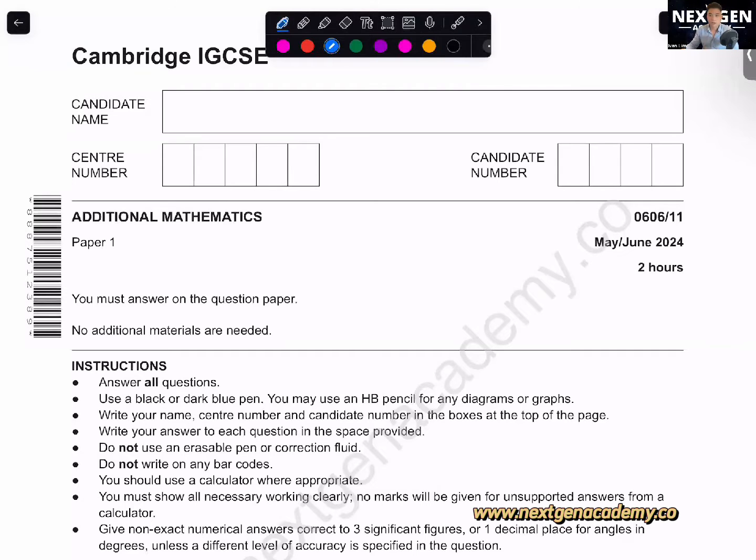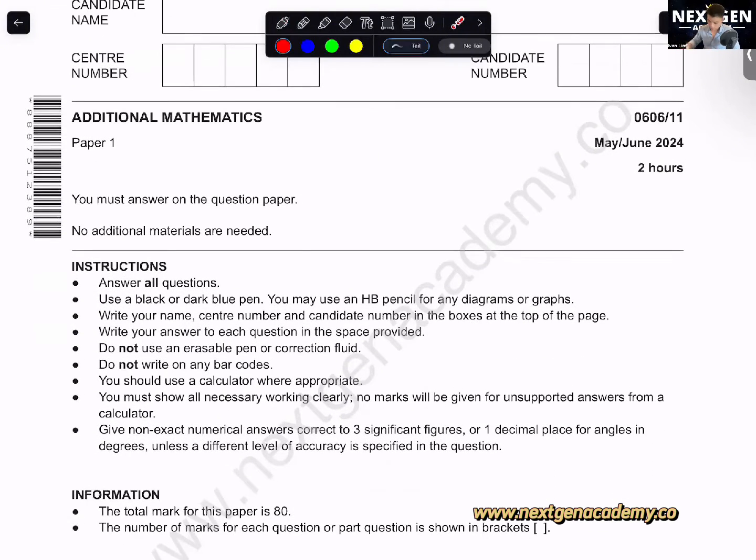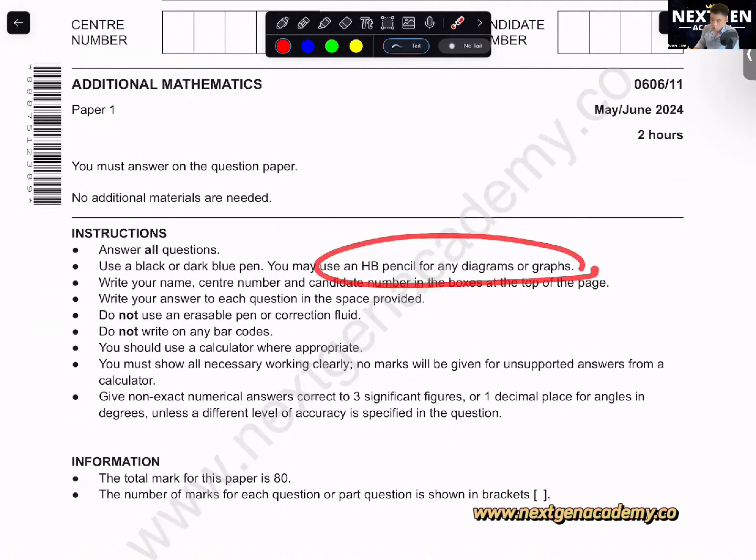Welcome back, my NextGen family. Today we are going to go through the very first paper of May-June 2024, 0606 paper 11. Just a short recap on what you need to know first. Things to take note of: drawing. The first question already is drawing. Please use an HB pencil. Do not use a pen to draw, because once you use a pen, you cannot erase it anymore. Next, correct to 3 significant figures, or 1 decimal place for angles.